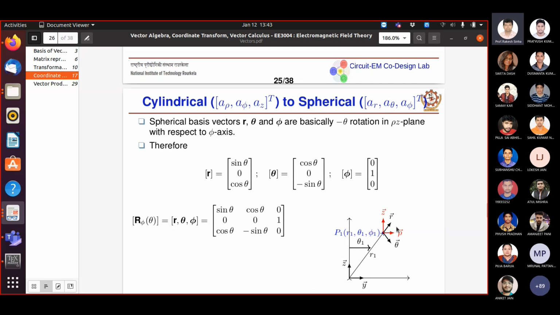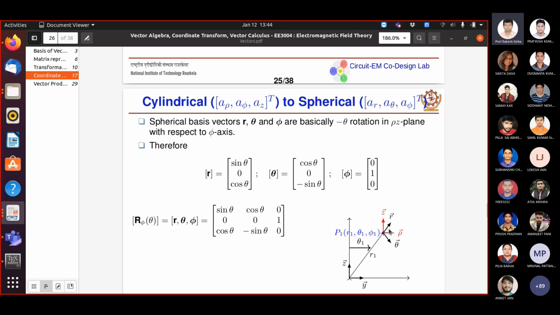And in the rho direction, this angle is basically 90 minus theta. So therefore, in the rho direction, the component of R is sin theta. So this is the rho direction, this is your phi direction, and this is your z direction. These are the three directions, but R does not have any component in the phi direction.